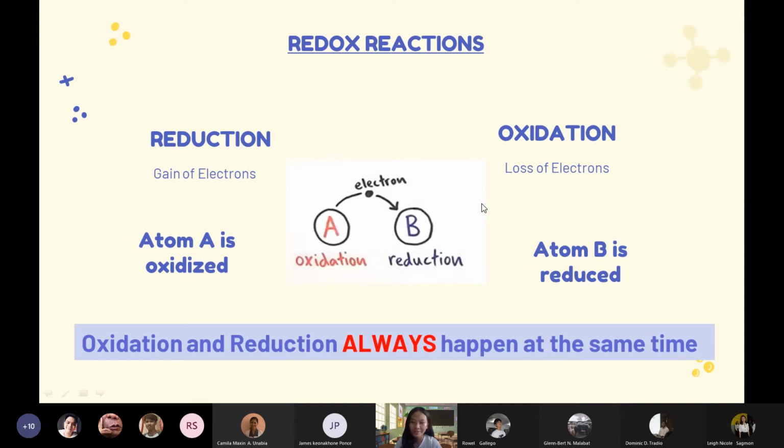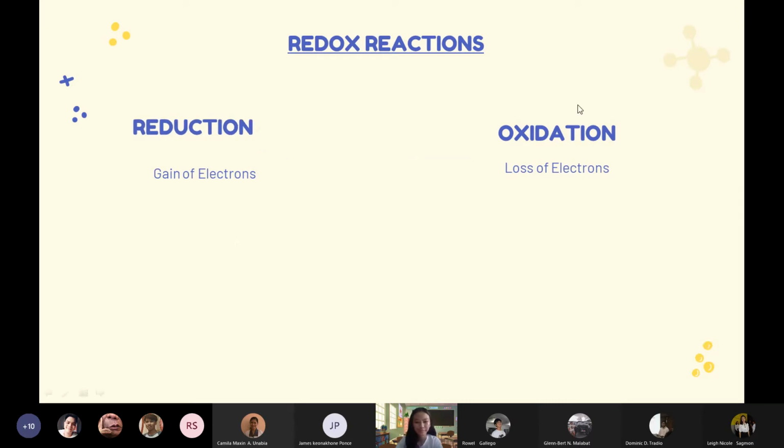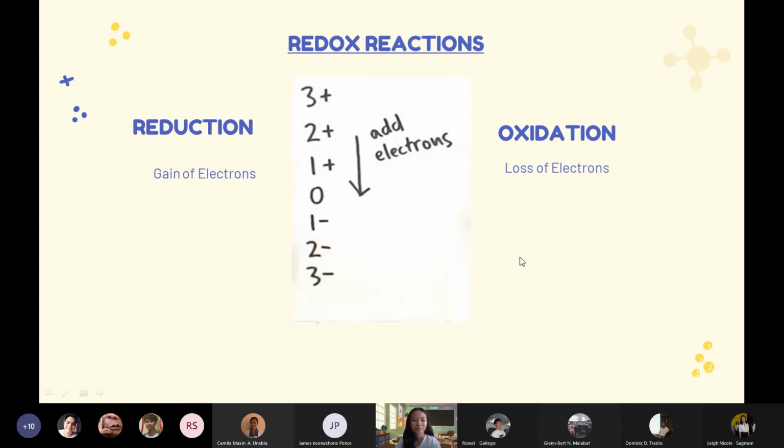Please always bear in mind that oxidation and reduction always happen at the same time, because once something is gained, there should be something that loses. They should happen at the same time; it is not possible that they are in different worlds. This is the reason why reduction is the gain of electrons. Now, can you see this figure? What have you observed?